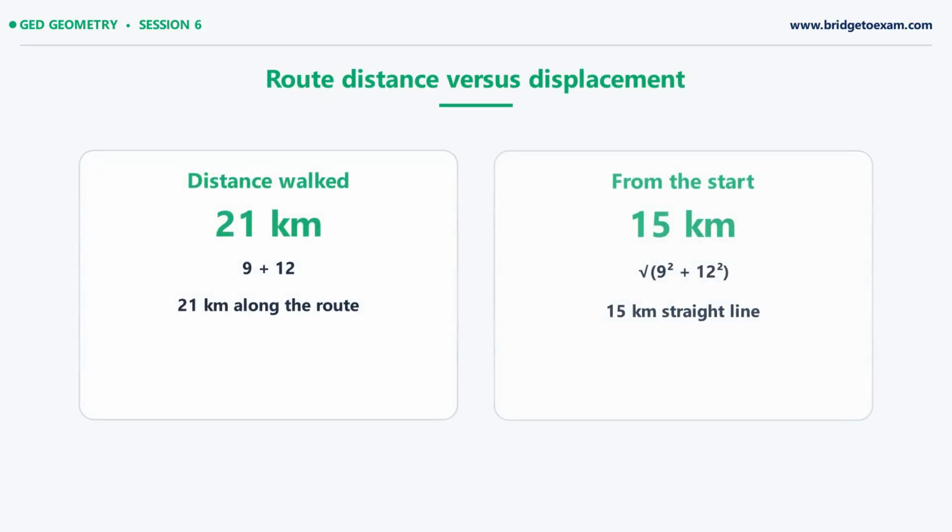A person walks 9 kilometers east and then 12 kilometers north. The route distance is 9 plus 12, or 21 kilometers. The straight line distance from start to finish is the hypotenuse, root 9 squared plus 12 squared, which is 15 kilometers. Those answers describe different questions.